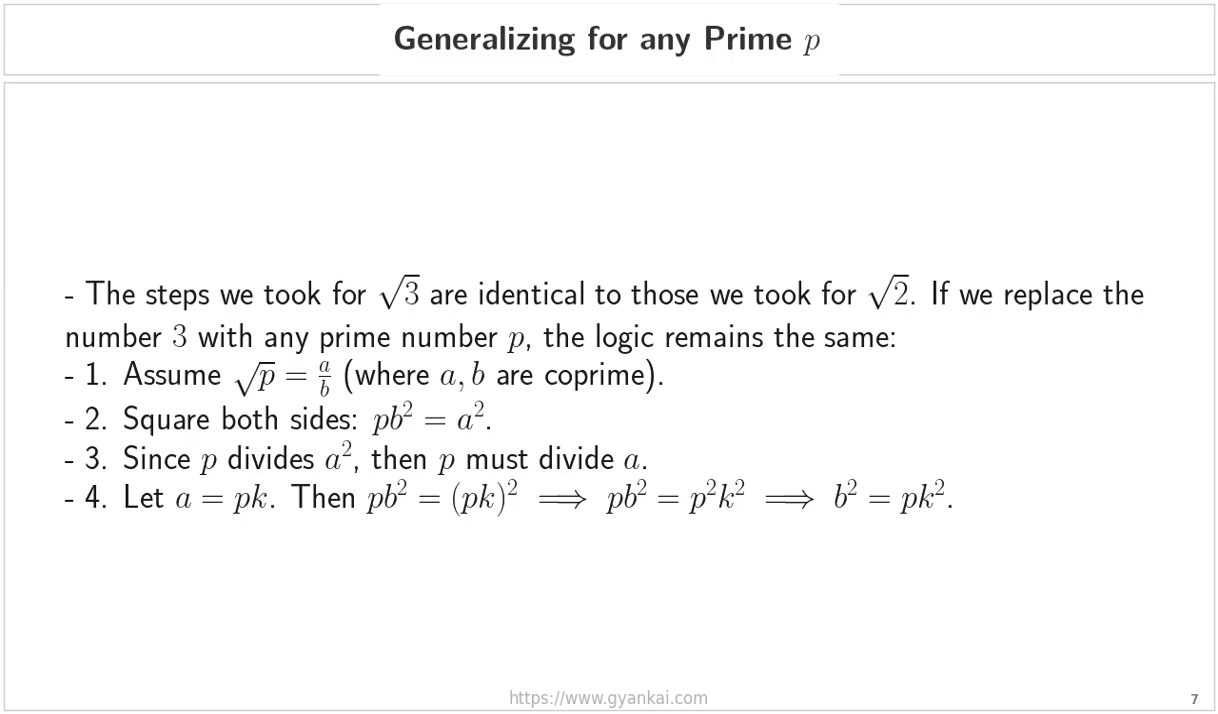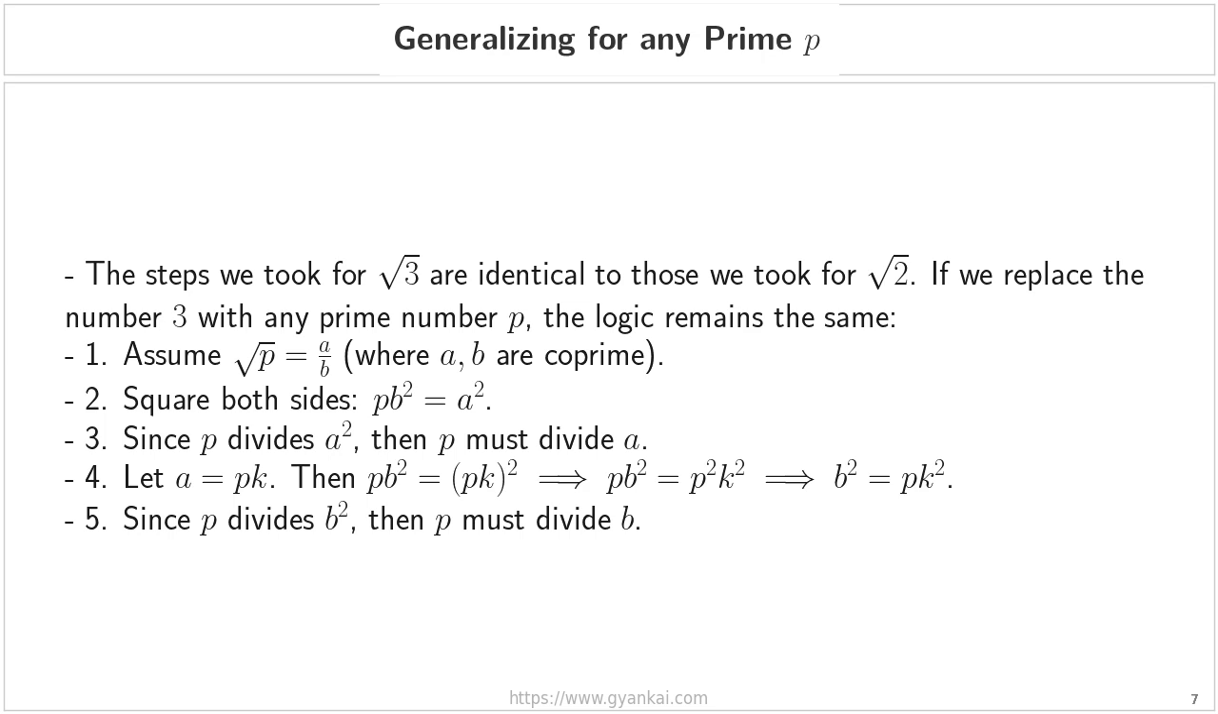Expanding that, we get p times b squared equals p squared times k squared. After dividing both sides by p, we are left with the equation b squared equals p times k squared. Fifth, we look at this new equation and see that, once again, p is dividing b squared. Applying the same theorem, we conclude that p must also divide b.